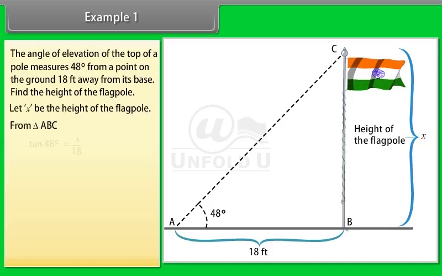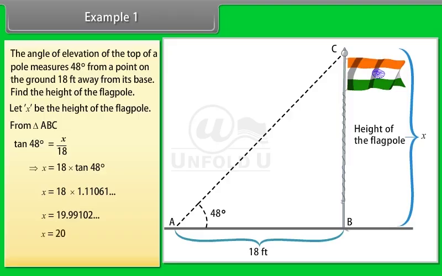From triangle ABC, tan 48 degree is equal to x upon 18, which implies that x is equal to 18 into tan 48 degree, which equals 18 into 1.11061 and so on, which is equal to 19.99102 and so on, which equals to 20. So the flagpole is about 20.